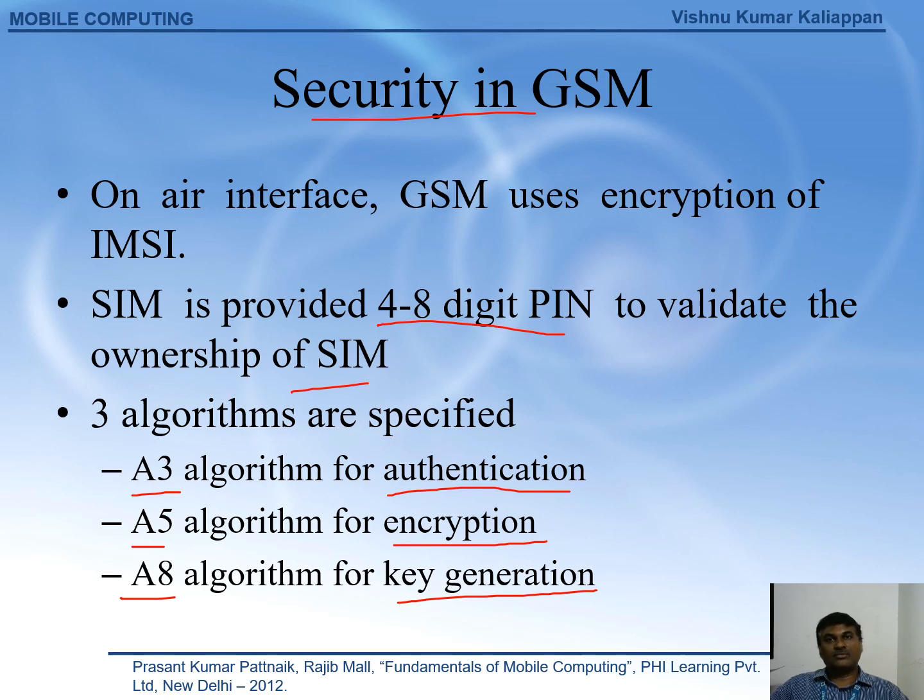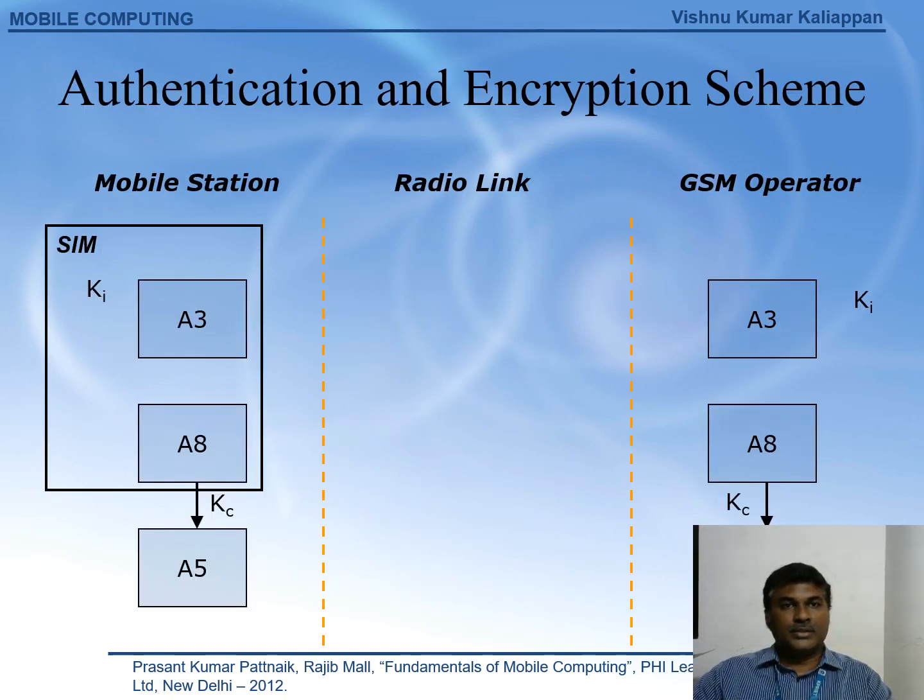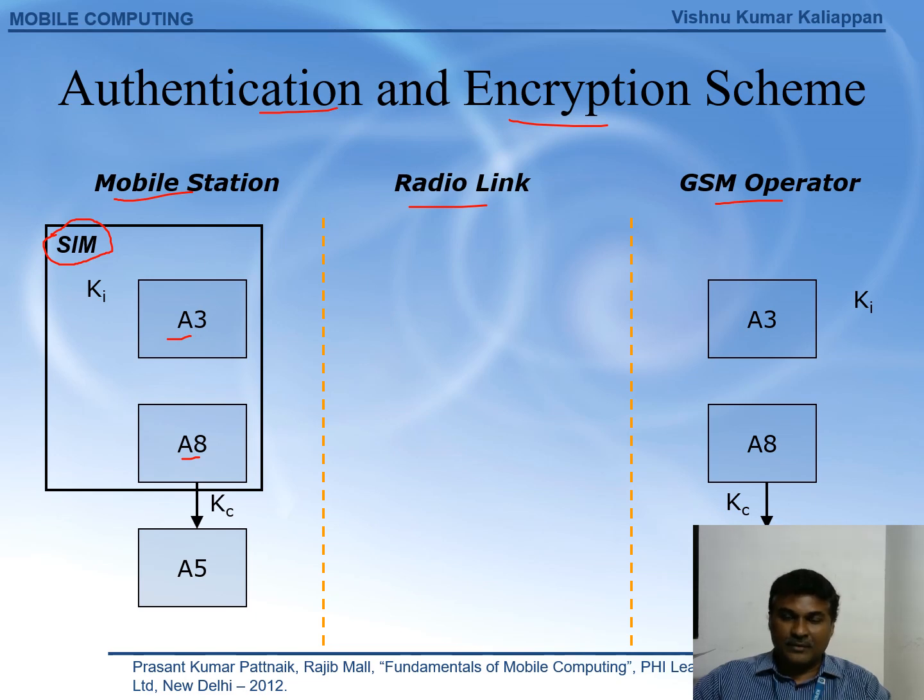We will see the role of the three algorithms specifically used for secure transmission of data, in the authentication and encryption scheme. Here we have the mobile station, radio link and GSM operator. As I said in the previous slide, there are three algorithms A3, A8 and A5. A3 and A8 will be embedded in the SIM, the subscriber interface module, where we slot the SIM in the mobile phone. And the GSM operator will have the same set of three algorithms: A3, A8 and A5.